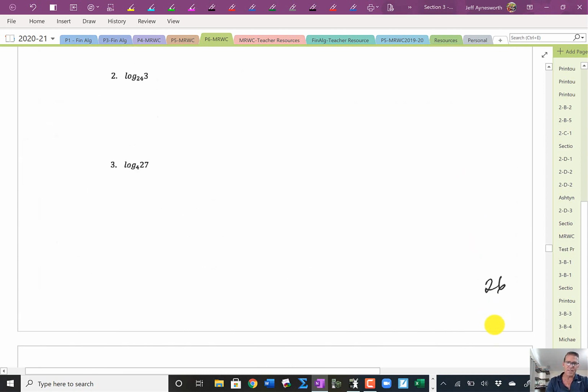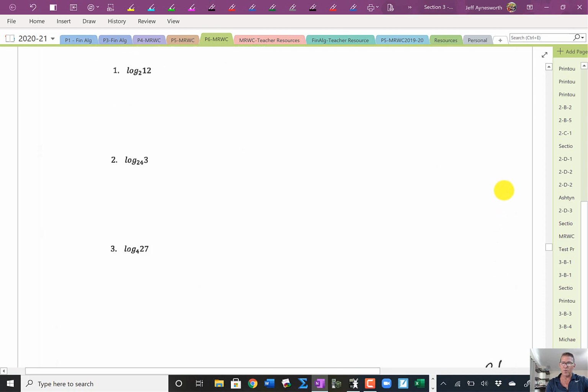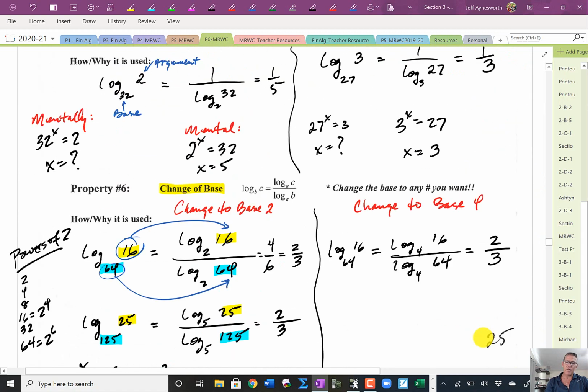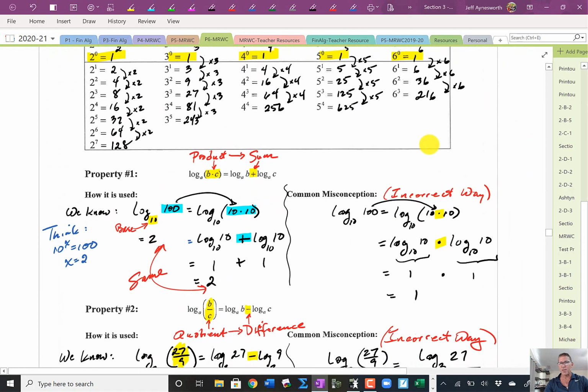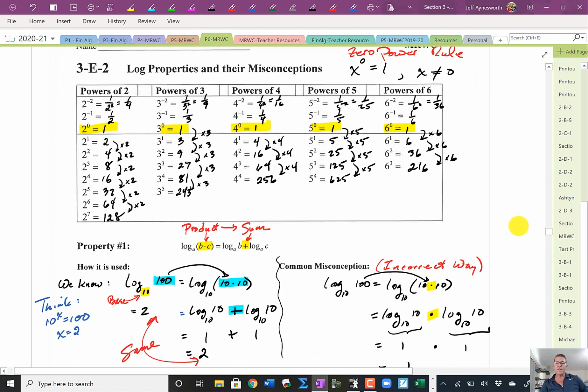All right, so when I see you next, I will discuss how I'll exemplify, and I'll practice with you here, and I'll show you a few things, and then we'll do the activity here 3E2 in groups. This is Mr. Ainsworth here, and once again we are in section 3E2 here on log properties and how to use them, in all kinds of variety of ways.